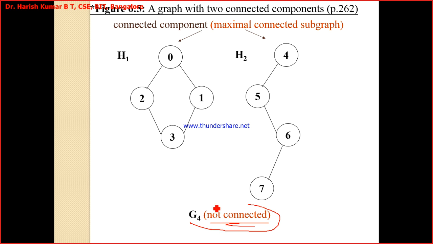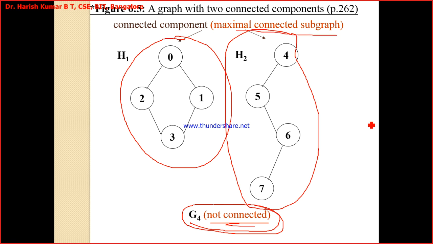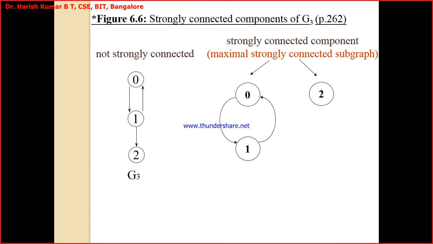So G4 is an undirected graph, but not a connected graph. And when I take this subgraph of G4, and this other subgraph of G4, they are connected. So this is connected and this is connected. Hence we say they are maximal connected subgraphs. The entire graph G4 is not connected, but its subgraphs are connected. Next.